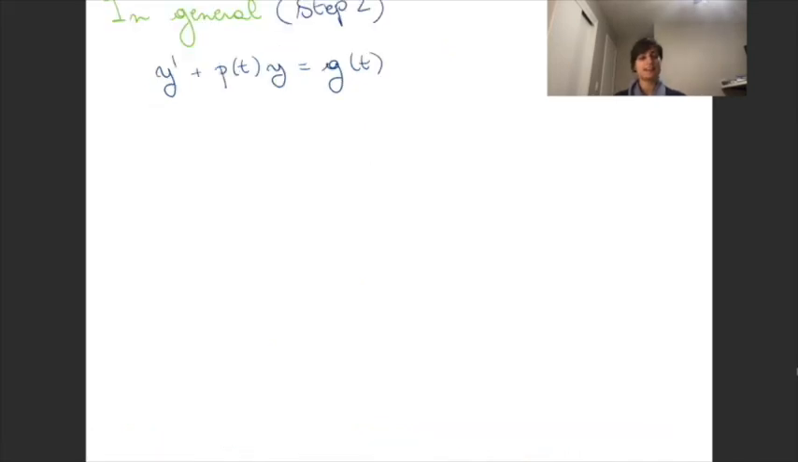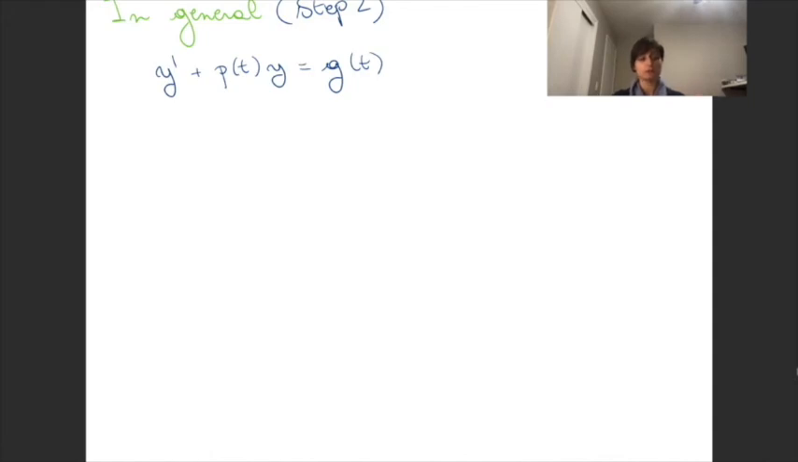Let's look at the first order linear ODEs in even more generality. So we are now replacing a of the previous example with p(t), so any function of t. And we want to try to solve this.